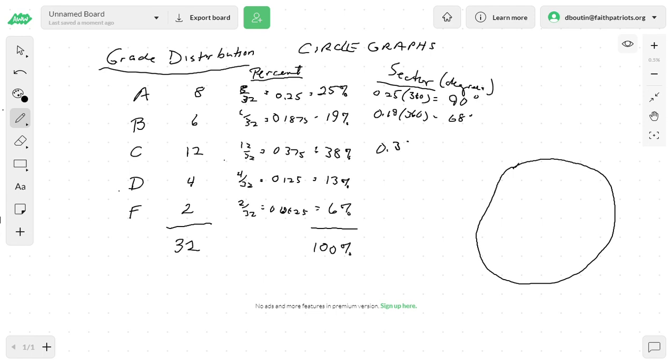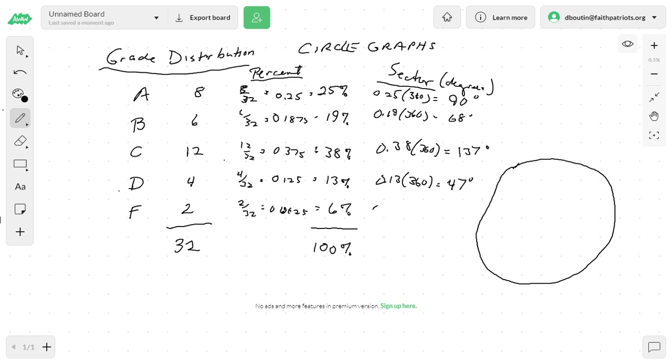38% of the 360 is going to be about 137 degrees. 13% of the 360 degrees is 47 degrees.